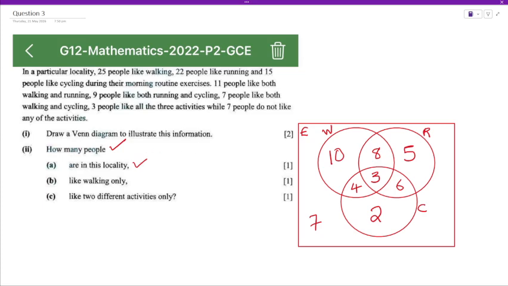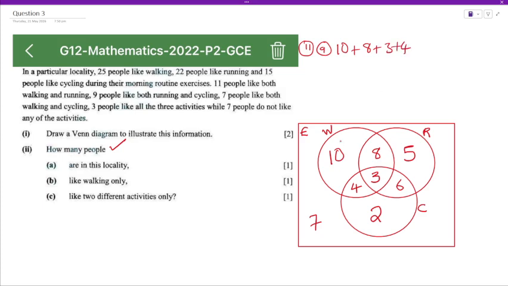Don't make the mistake of trying to do a shortcut where you say, okay, 25 like walking, 22 like running, and then 15, and then you add everything. That will give you wrong values. Okay, you need to add what is now in the sets. Okay, so we're going to say, question Roman numeral 2a, 10 plus 8 plus 3 plus 4.